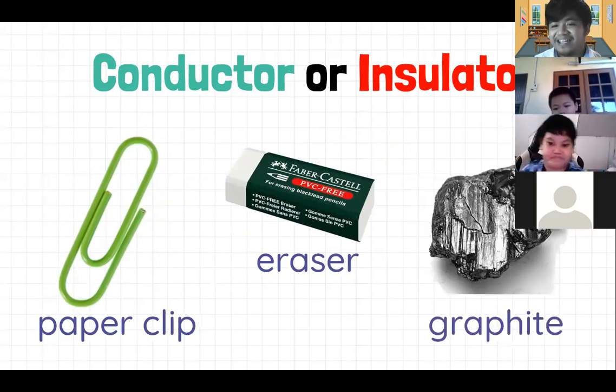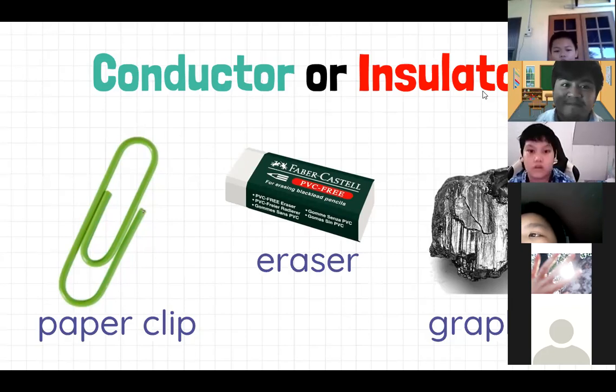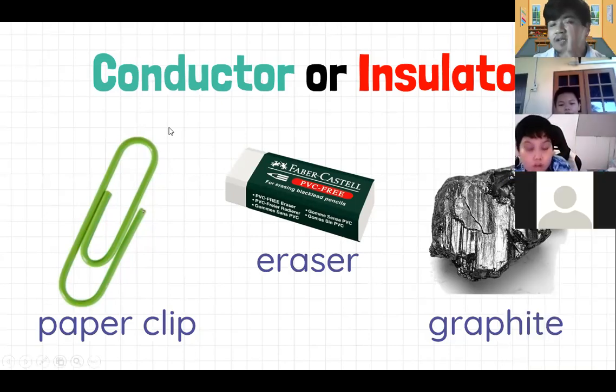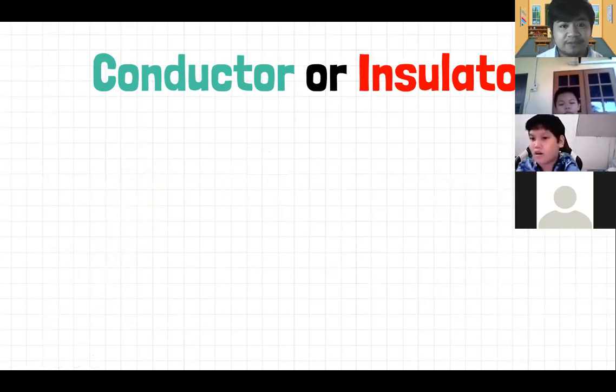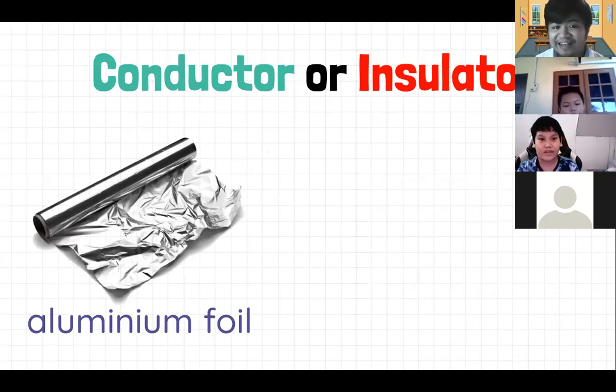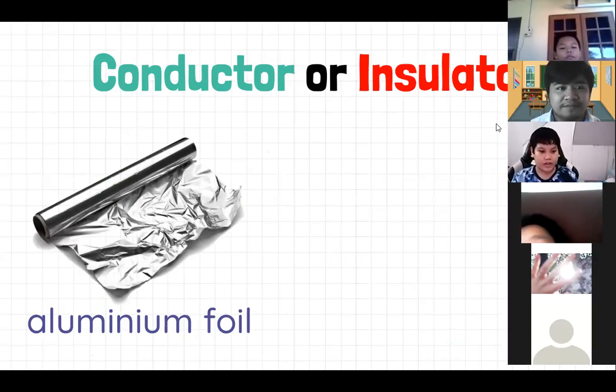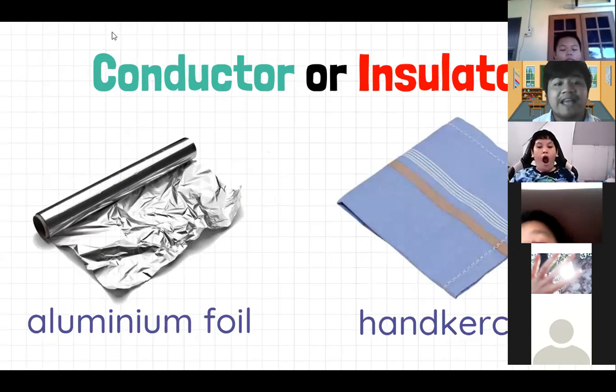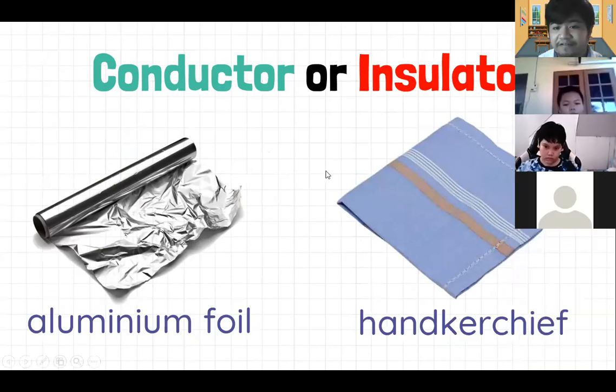Next, graphite. Graphite, usually you can see this in your pencil. Okay, when your pencil is very dark, it's a graphite pencil. There could only be two, graphite or lead. Okay, next we have aluminum foil. Do you know aluminum foil? I think you know this. You can see this in the kitchen. And the last one we have handkerchief. Do you know handkerchief? Silent D, handkerchief.